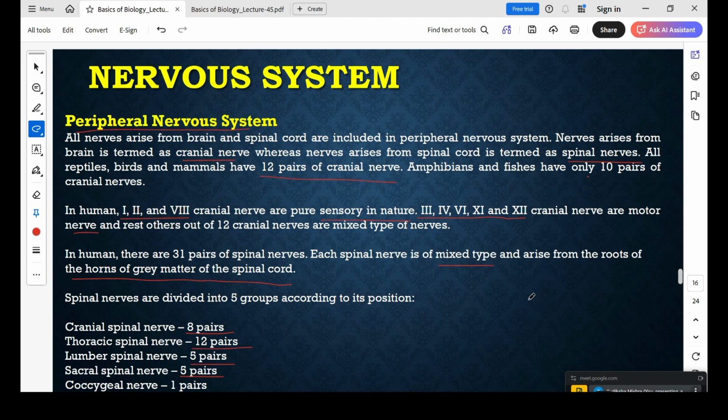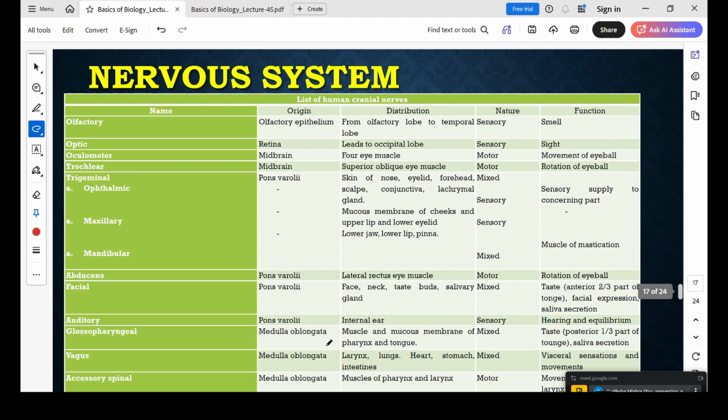So when you look at the vertebral column, it has thoracic, lumbar, sacral, coccygeal regions, right? So the nerves that originate in those specific regions are named in such a way. Okay.